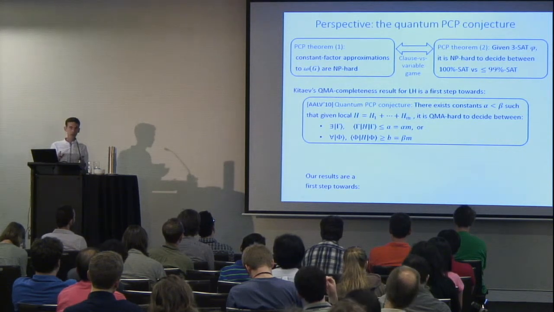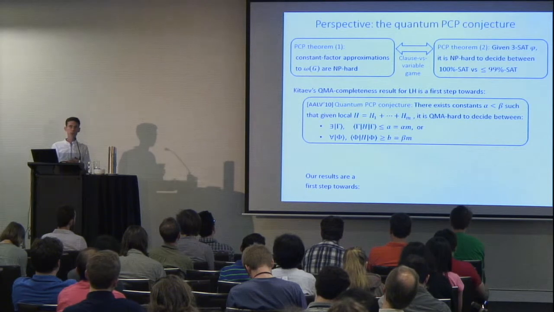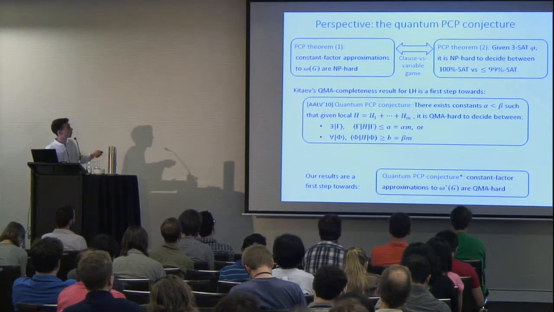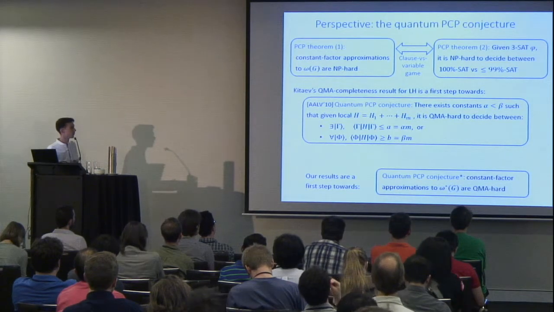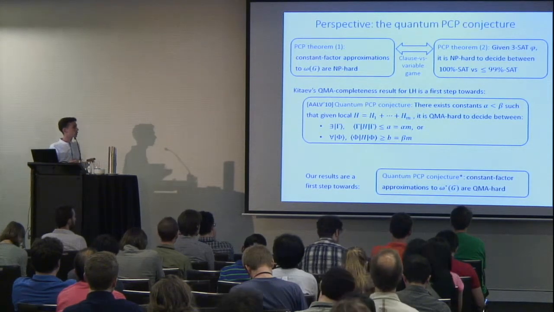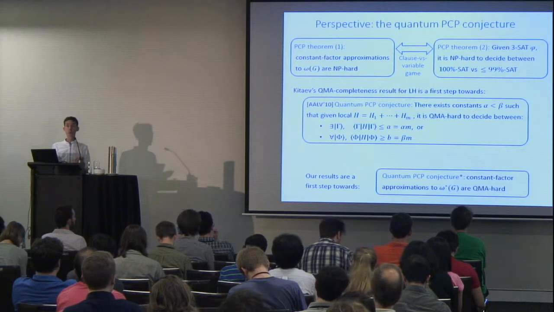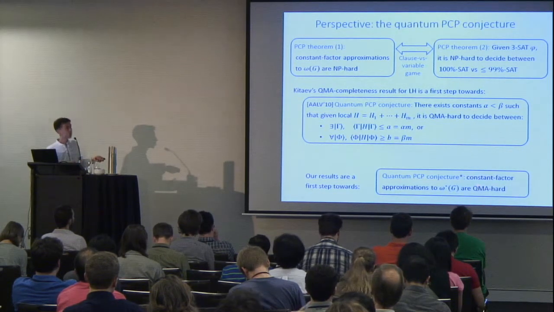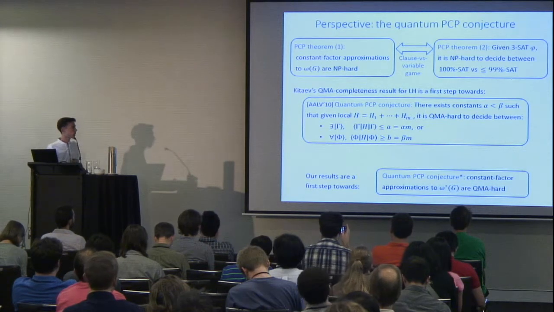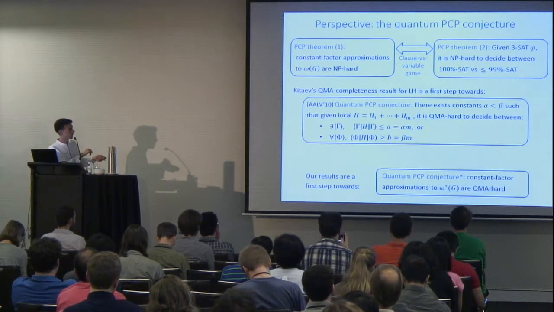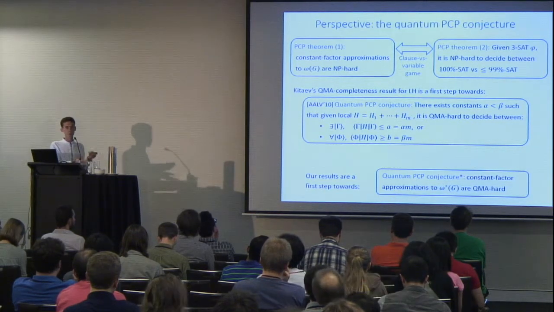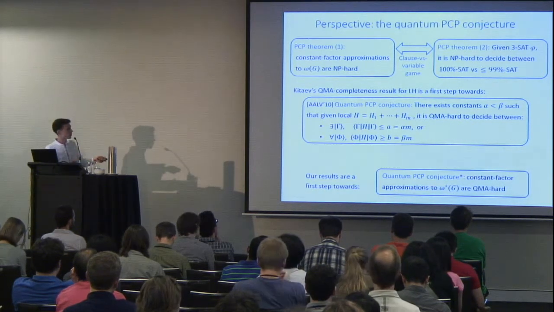What I like to think of our results as a first step towards is a second version of the quantum PCP conjecture, which would be an analog of the first statement here. And this would be saying that constant factor approximations to the maximum success probability of entangled Merlins in quantum games is a QMA hard problem. Our result is the first step because what we show is that inverse polynomial approximations are hard. But constant factor is presumably easier, so this is why this is a conjecture.